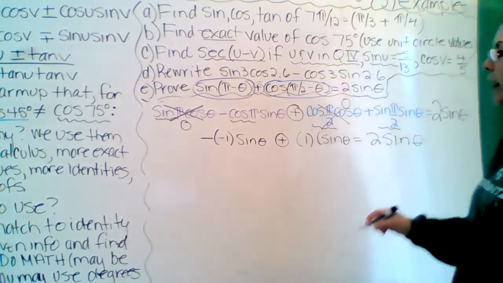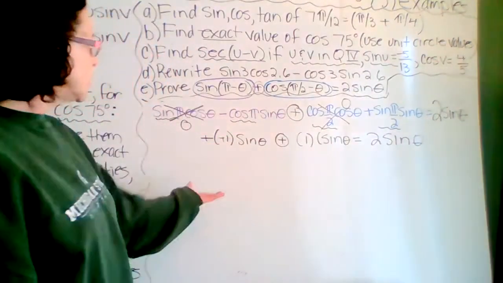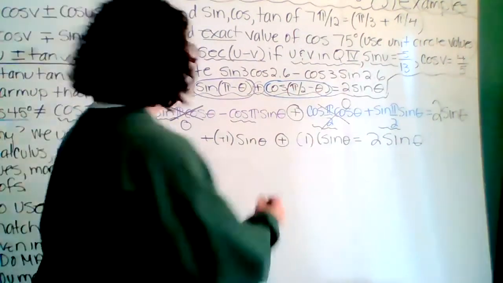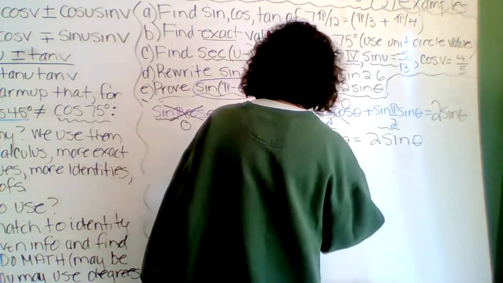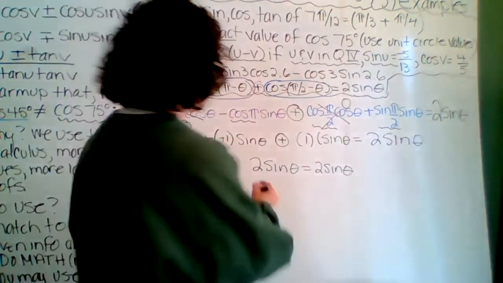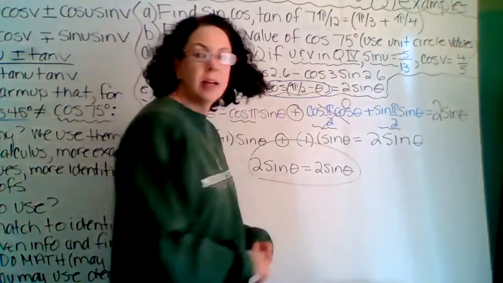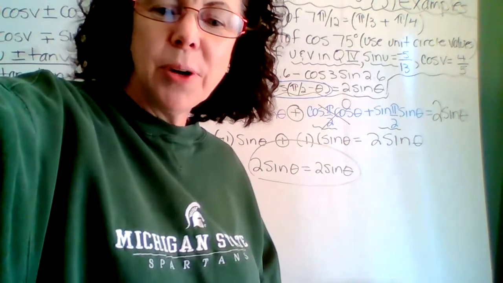We'll take a look here. In my first term, two negatives make a positive. So I have sine of theta plus sine of theta. That's 2 sine of theta equals 2 sine of theta. And it's true. And we're done. We proved it. Wow, there's a lot going on there, isn't there? You have a wonderful day.